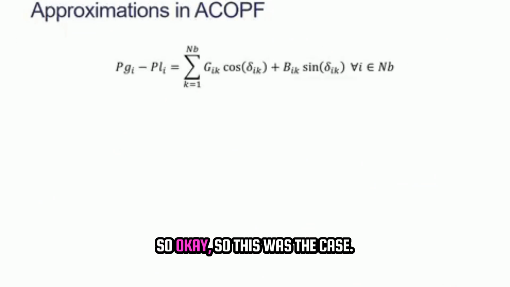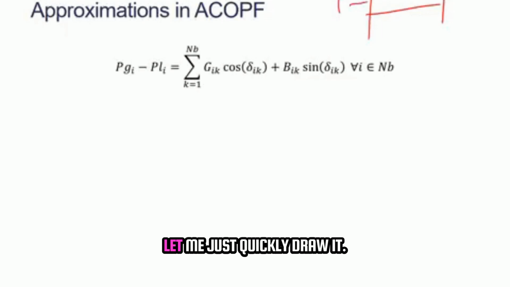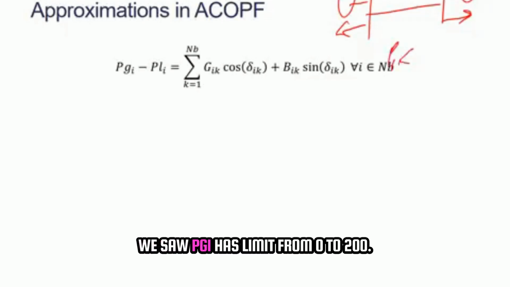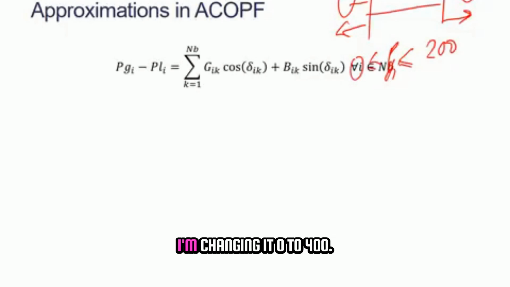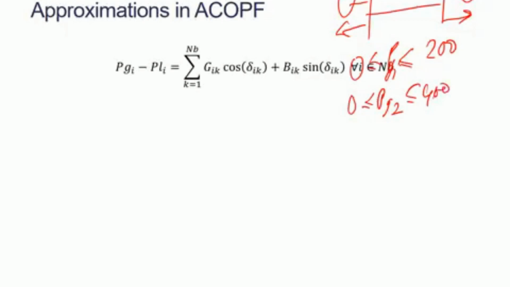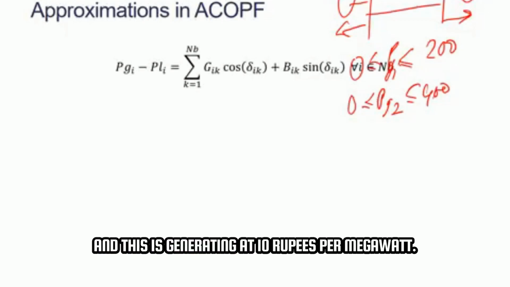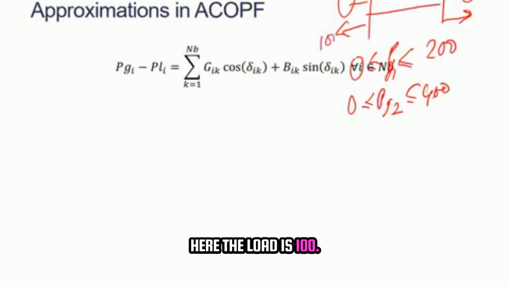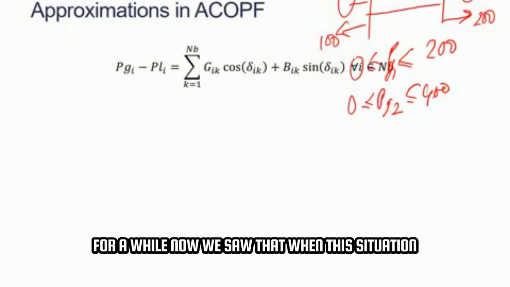So this was the case. Let me just quickly draw it. We saw PG1 has limit from 0 to 200. I'm changing it to 0 to 400, and this is generating at 10 rupees per megawatt. This one is generating at 20 rupees per megawatt. Here the load is 100, here the load is 200. Ignore the line limit for a while.